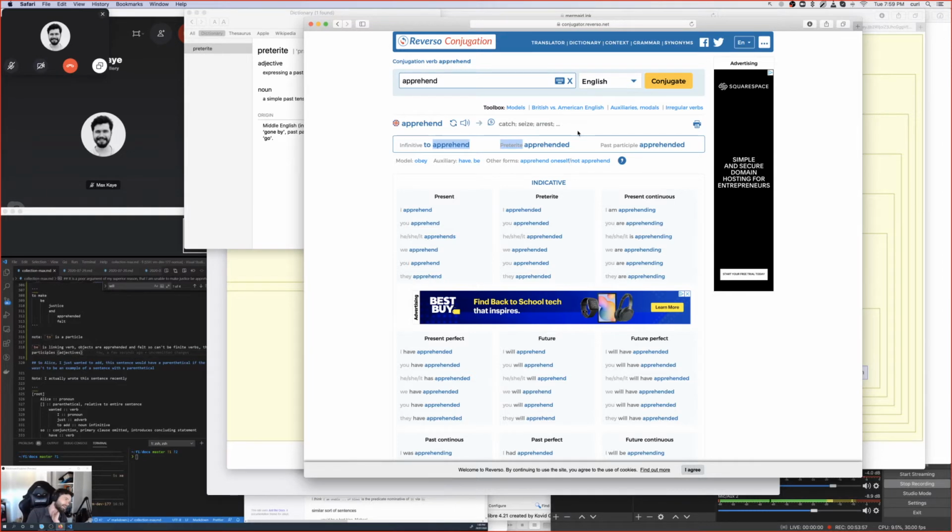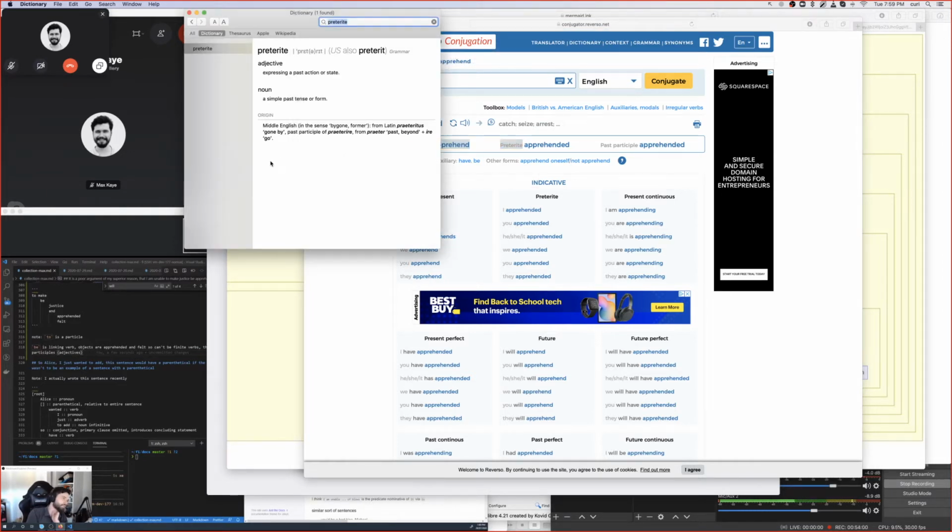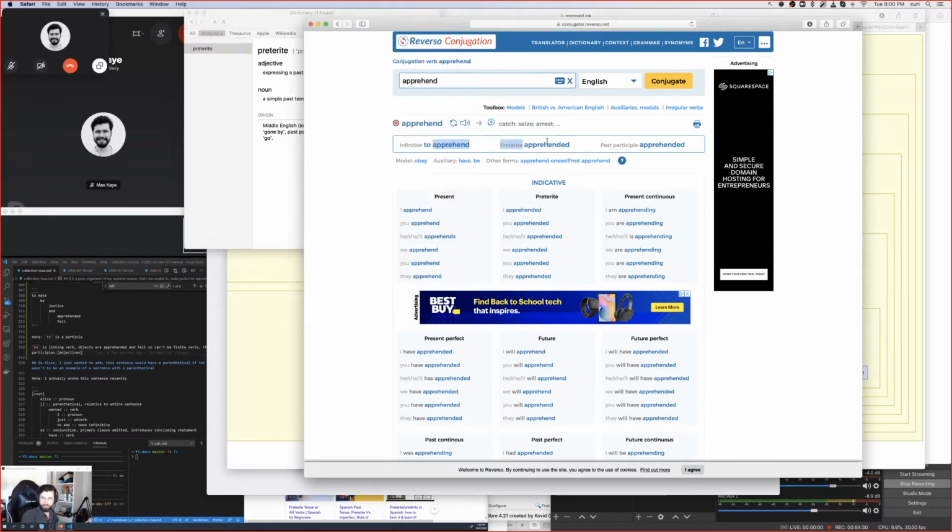Yeah, okay. In the Mac dictionary thing there, it's saying that preterite as a word is an adjective and a noun, as opposed to the definitions of each in the examples. It's sort of unclear. Oh, I guess it would be the noun form here. So a simple past tense form. Oh, apprehended is a simple past tense. Well, that makes sense too.